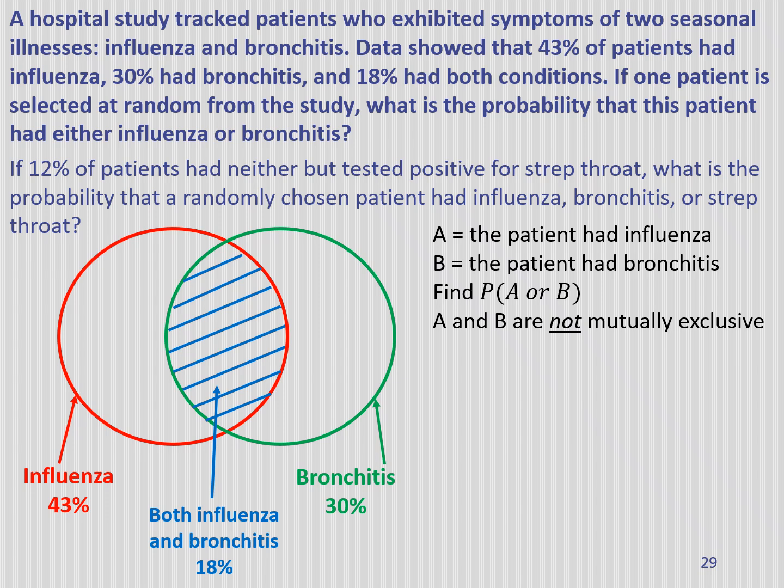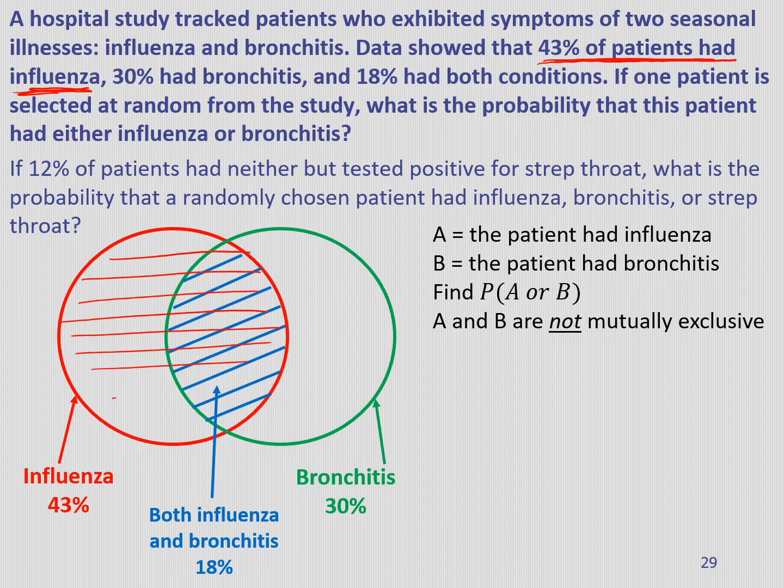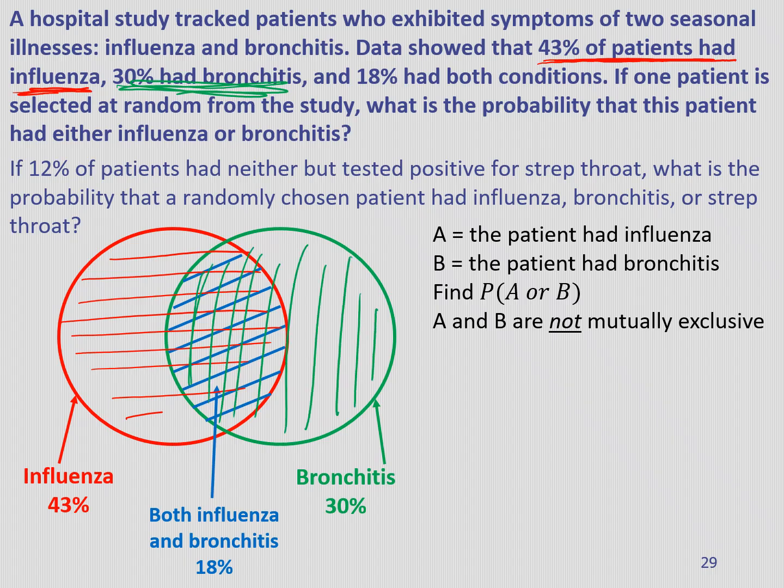So 43% of patients had influenza. I'm using red. It's the red circle, right? That 43% is all of this. It includes the blue, right? It's not 43 on the left, it's 43 the entire red circle. So part of that 43 is the 18. And then the 30% that had bronchitis, well, that's everything in here, right? So we see some of those patients were double counted. Some of those patients were part of the 43, but they're also part of the 30.